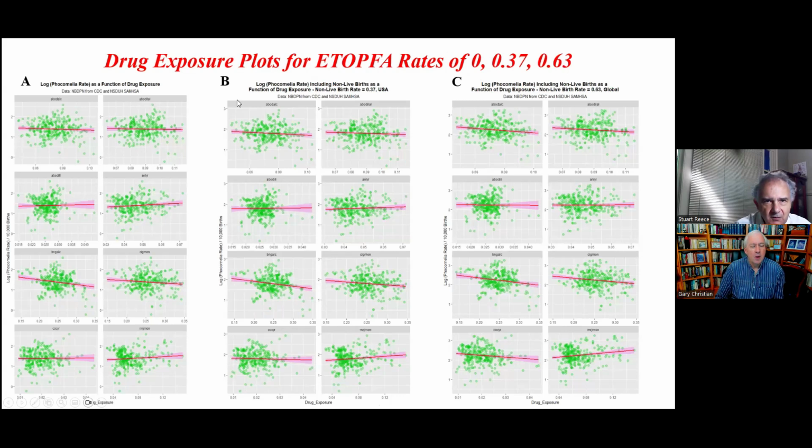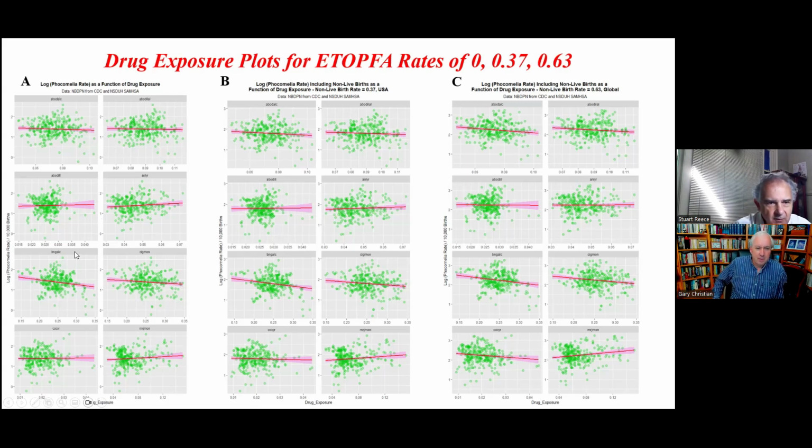Now, this is drug exposure plots for ETOP rates of 0.37 and 0.63%. 0.37 is said to be the approximate rate of ETOPFA in the US, and 0.63 is the international ETOPFA. Just remind the audience of ETOPFA, what that actually stands for. It's early termination of pregnancy for anomaly. So that's where the fetuses are aborted and they don't come to live birth.